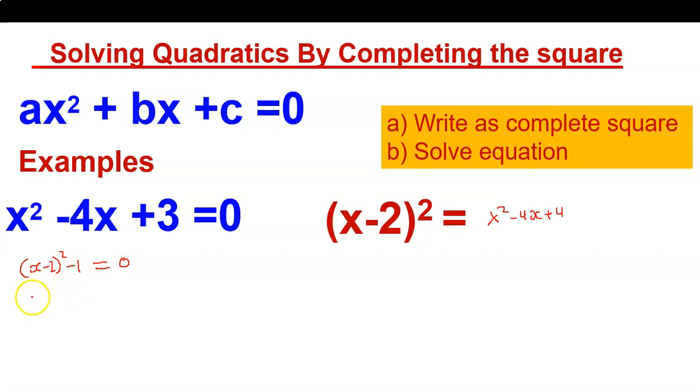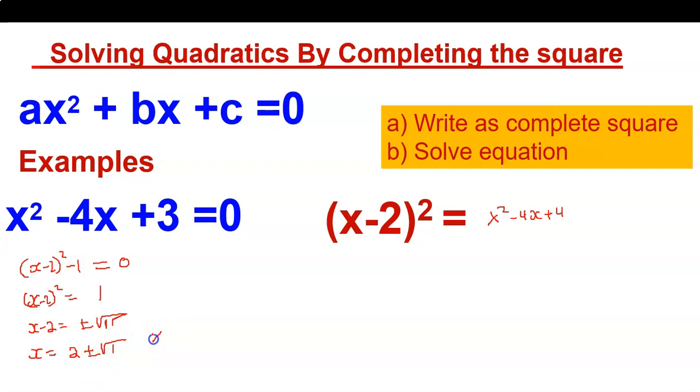Solve this one, solve it for x. So (x - 2) squared, take 1 to the other side. That gives you 1. Okay, square root both sides. x minus 2 equals plus or minus the square root of 1. Take 2 to the other side. That gives you 2 plus or minus the square root of 1.